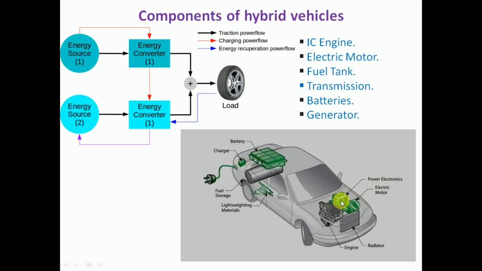The power electronics are some of the control systems used to generate the electricity and supply it to the battery when running on the internal combustion engine. Like this, by using both fuels, one the fossil fuel and the other electricity, we can run the vehicle with economy as well as better performance. Okay, this is about the components of the hybrid vehicles.